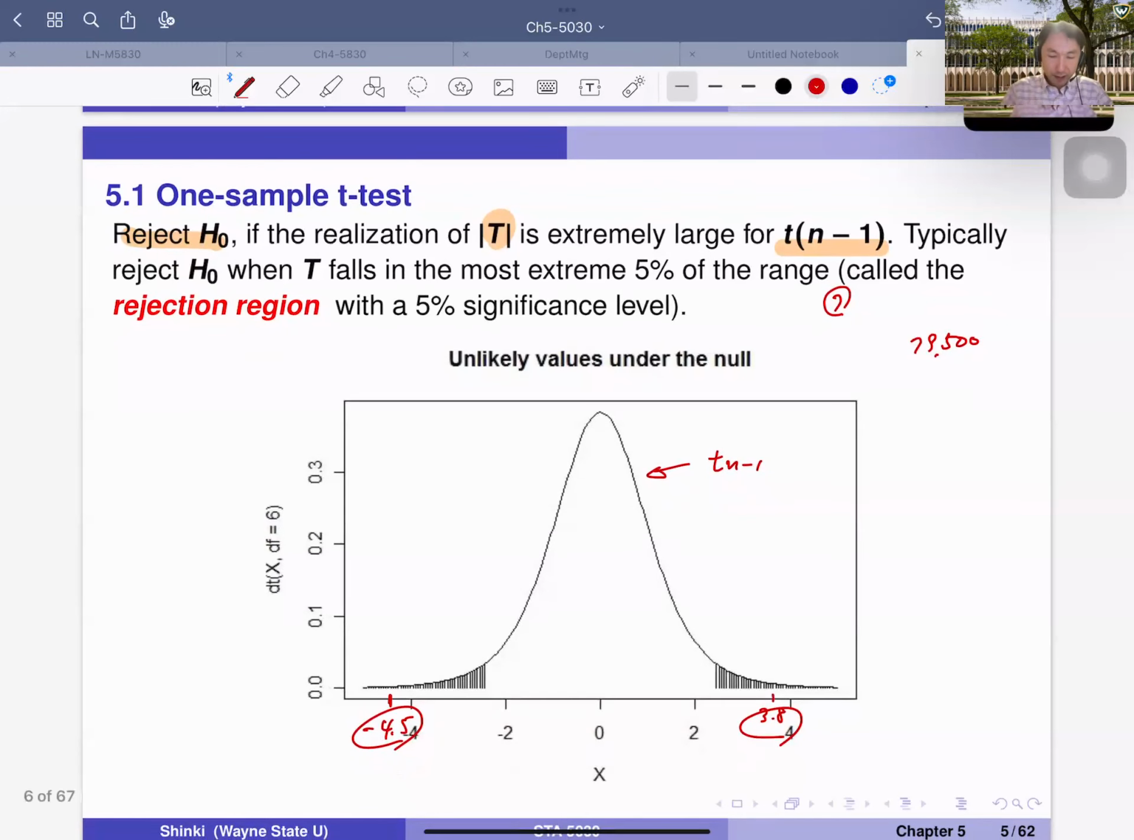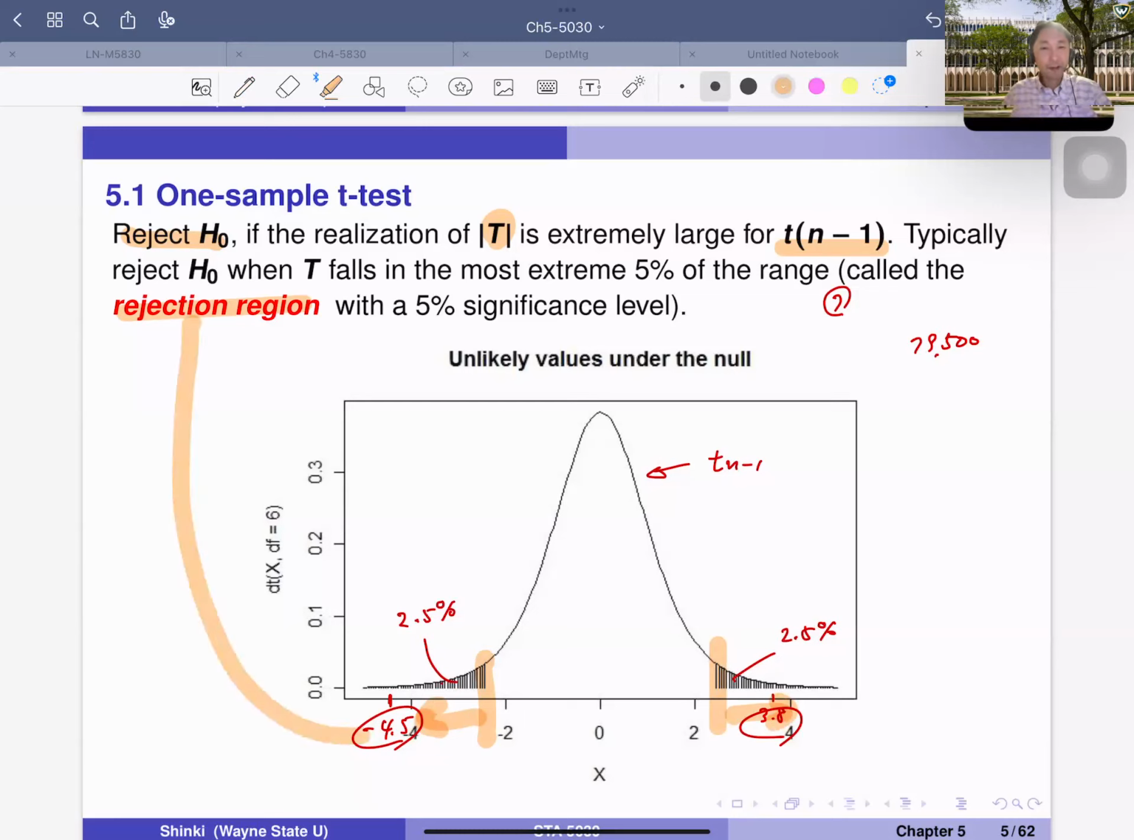To be exact, usually we set a 5% range or 1% range to reject H naught. This shaded area is 2.5% of the entire area under the curve, and this is also 2.5% of the entire area under the curve. If our test statistic falls in this shaded area, we reject H naught. This shaded area is called the rejection region, so maybe less than negative 2.5 or more than 2.5. Do you have any questions so far?